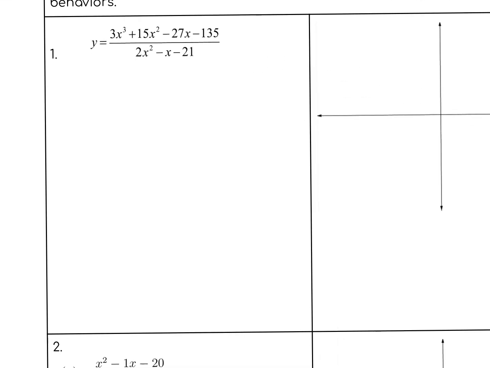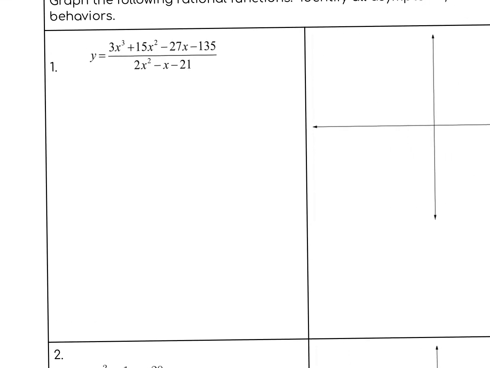Graph the following, identify all the stuffs. I'm going to start with the denominator. So I've got 2x squared minus x minus 21. I need things that multiply to negative 42 and add to negative 1. Oh, that's 6 and 7, right? So 2x squared minus 7x plus 6x minus 21.